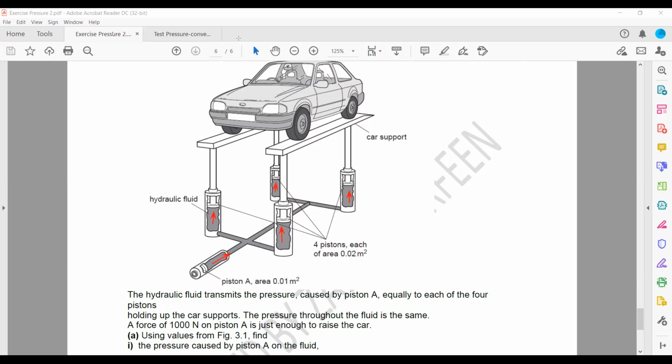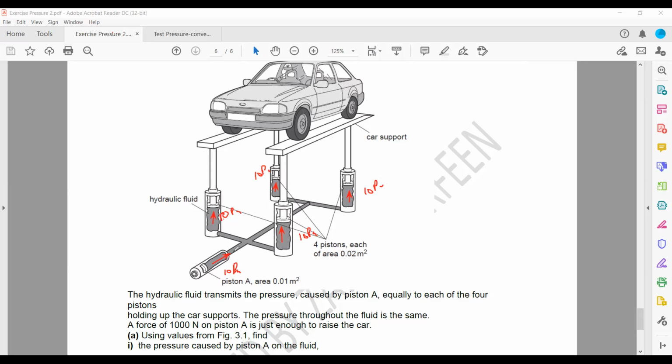So if I apply 10 Pascal, what will be the pressure here? If we apply 10 Pascal, what will be the pressure on the left hand side? That will be 10 Pascal. What will be the pressure on the right hand side piston, the front right? That will be 10 Pascal. This is also 10 Pascal.